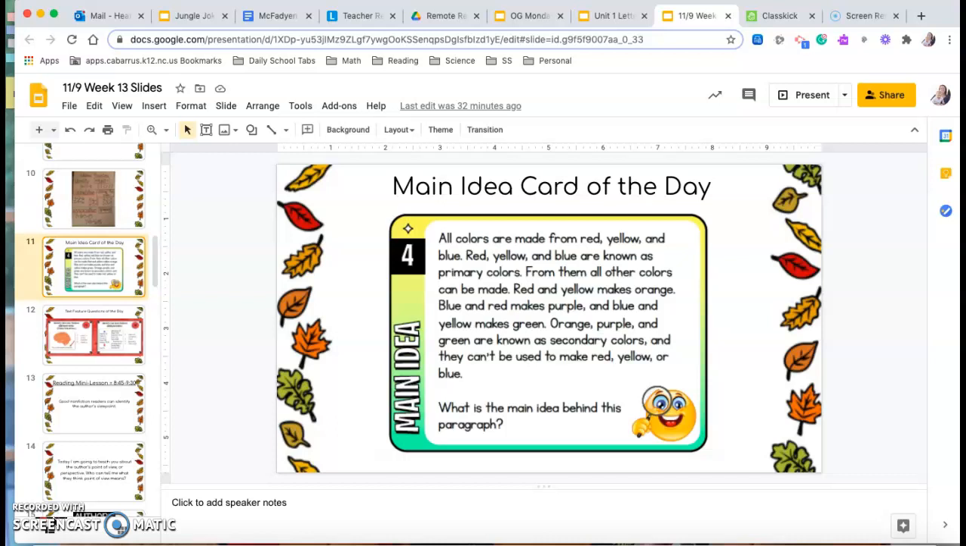What is the main idea behind this paragraph? That's right, it should be the first sentence. All colors are made from red, yellow, and blue.